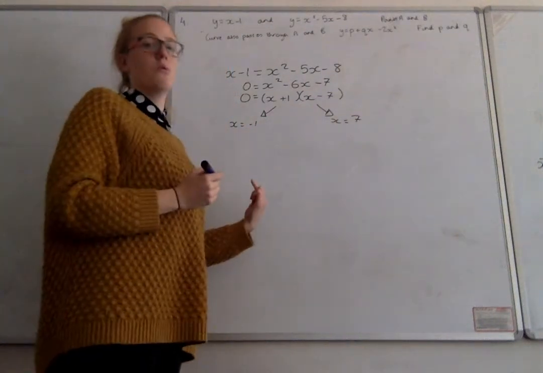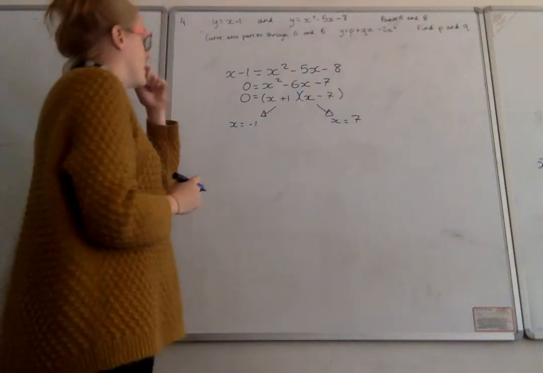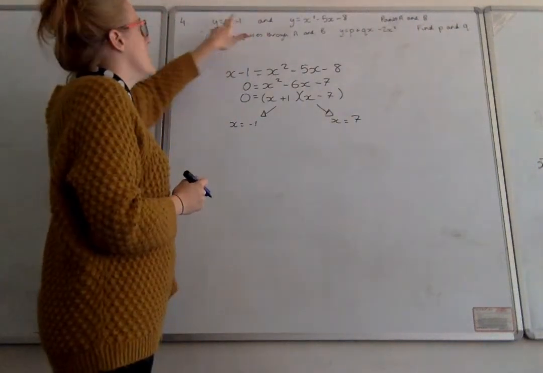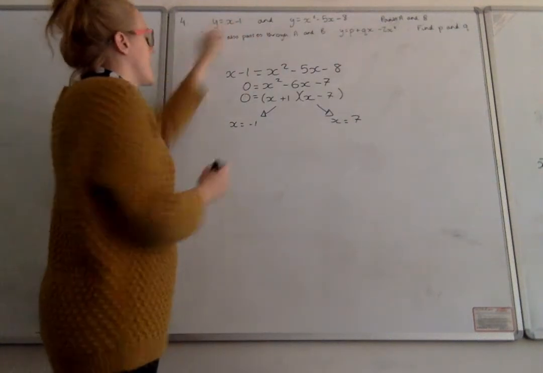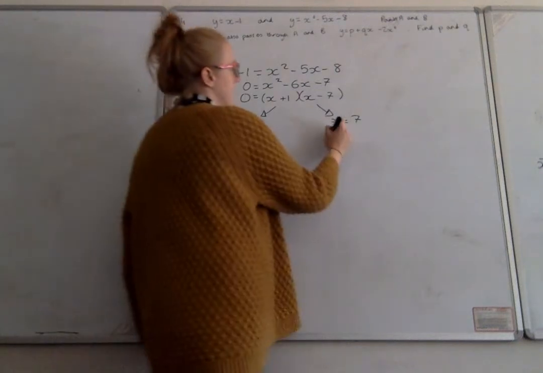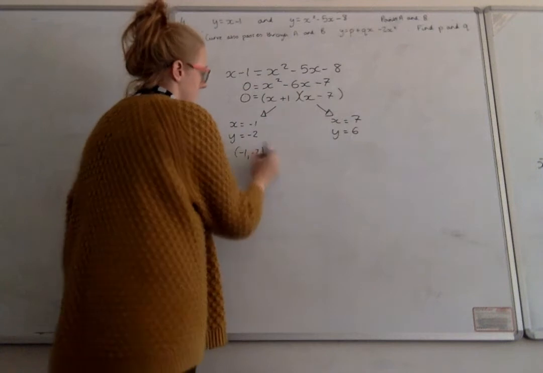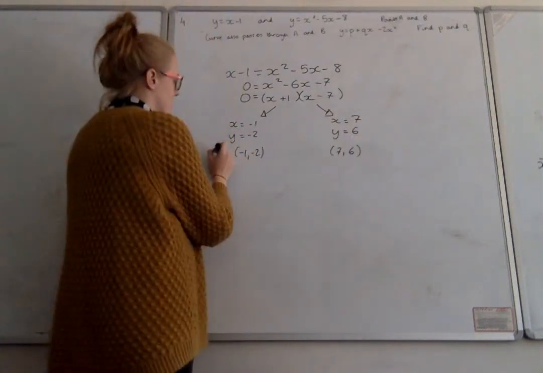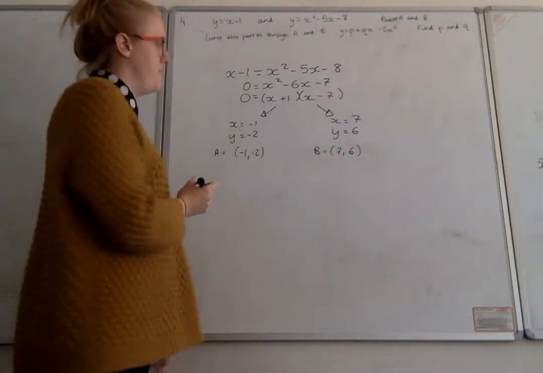These aren't yet a coordinate, so they can't be the points A and B until I've found their corresponding y values. So I'm going to substitute this x into the most simple of these two equations, which is this one here. So the y value is the x value take away 1, which means that my y must be minus 2, and for this one, my y must be 6. So my points are as shown. I'm just going to label them A and B, but it doesn't matter which way around they are.